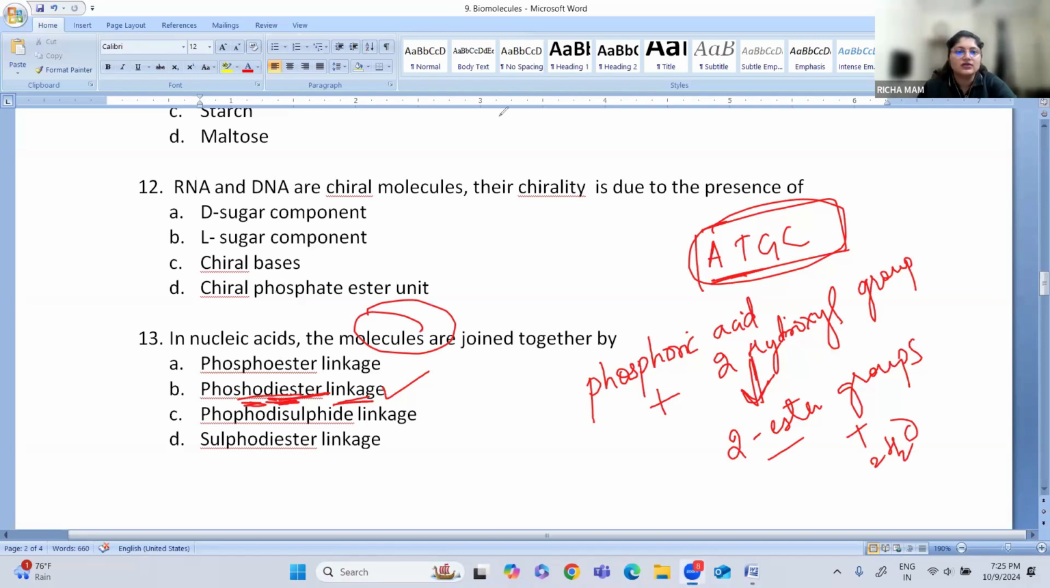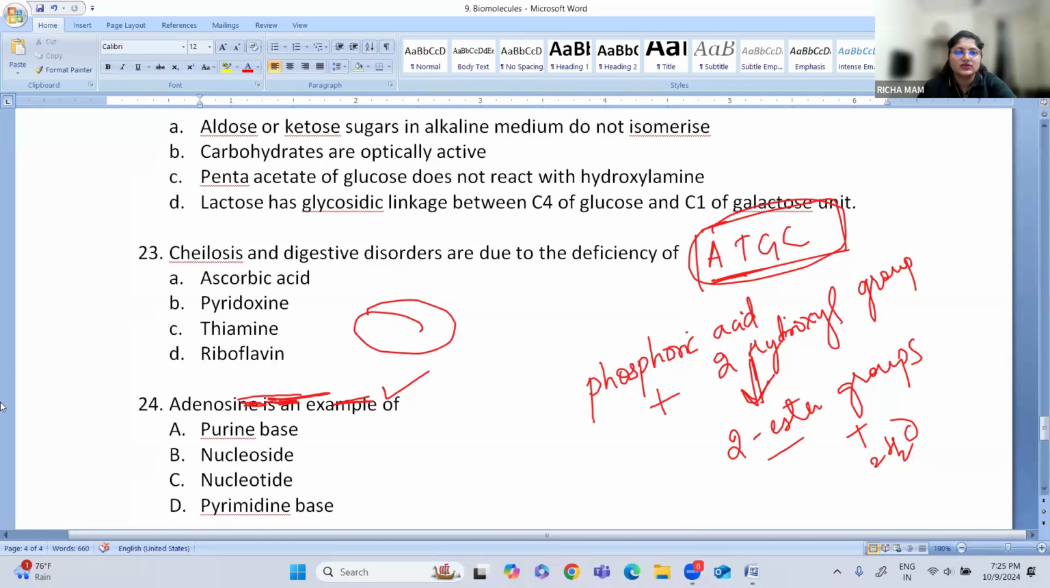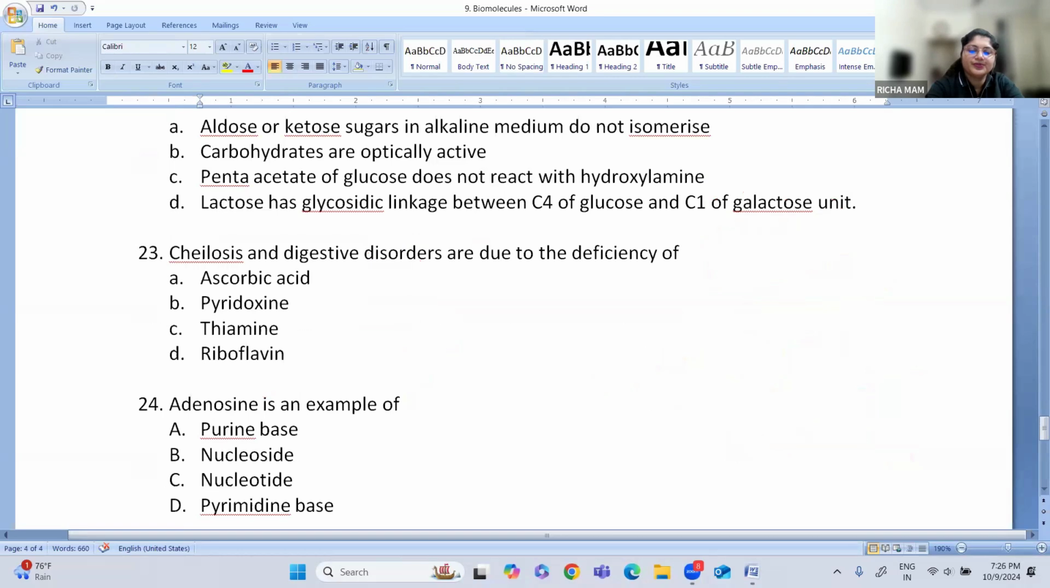Okay, 23. Which is the 23rd one? Cirrhosis and digestive disorder. Your digestive disorders are due to the deficiency of what? The answer was riboflavin, right? Riboflavin deficiency is caused due to the deficiency of vitamin B2.